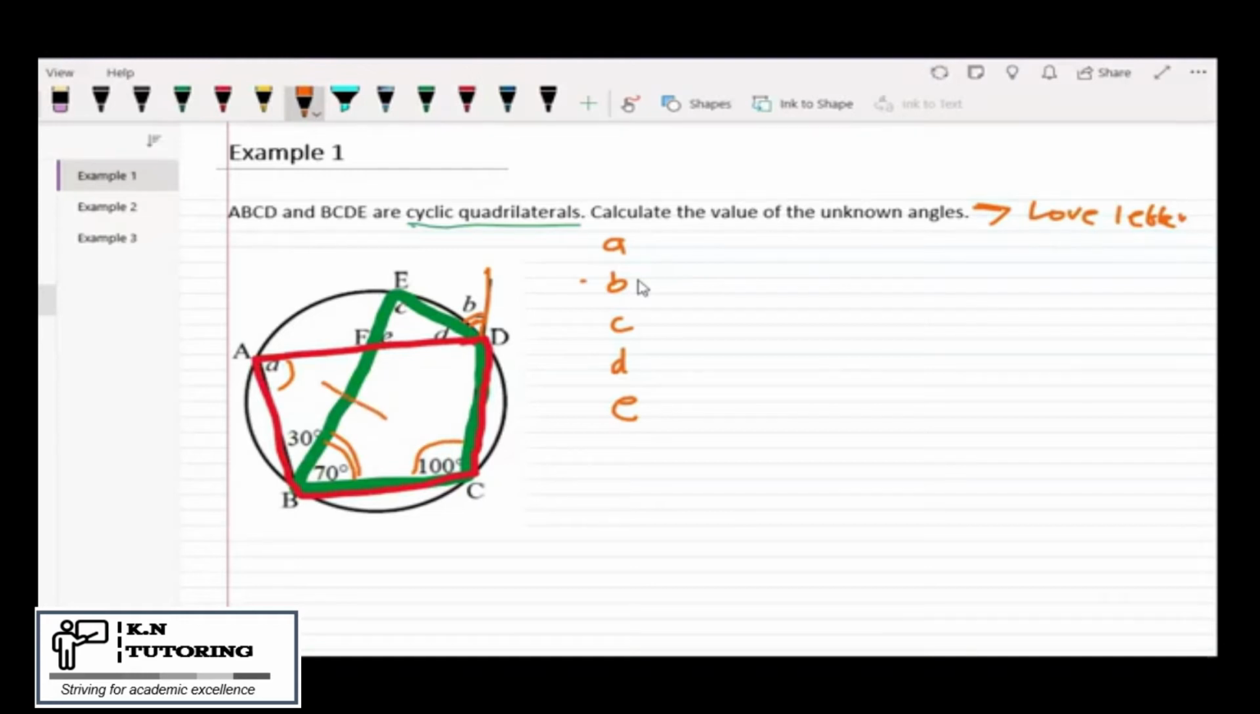So we know that this angle, when you add them, they add up to... Oh no, what's happening with this screen of mine?